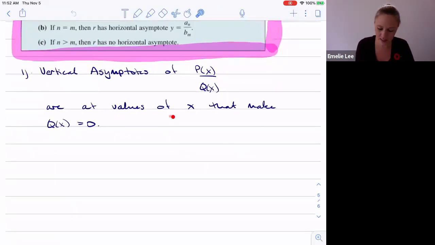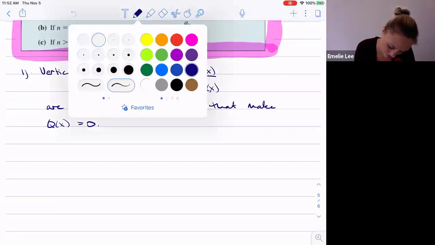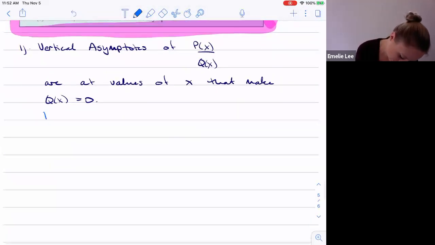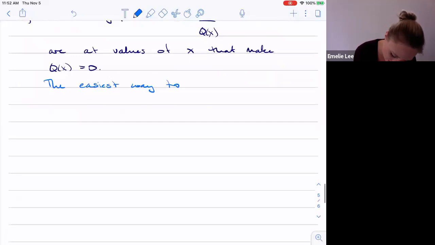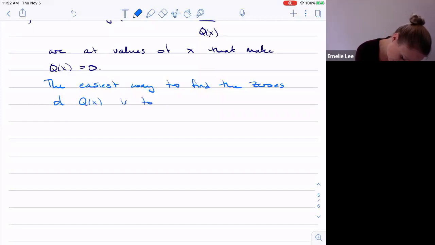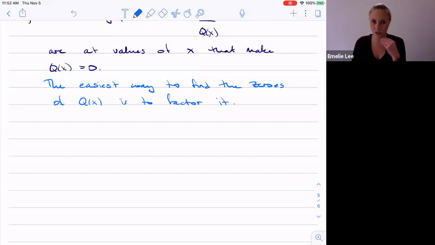So, like I said, the easiest way to do that, to find the zeros of Q of X, is to factor Q of X. Okay. So let's just put that on the back burner.